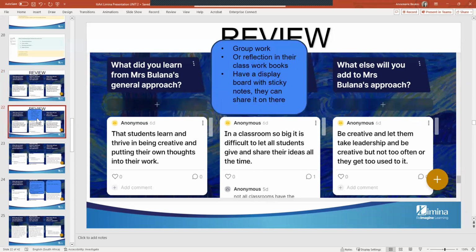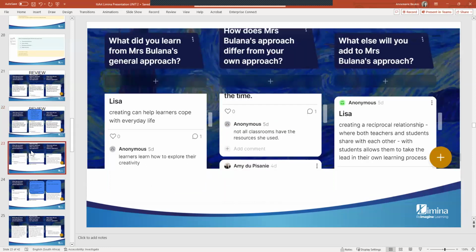If we can just have a look, I also said here that, yes, group work, they can reflect in their books if you want to, when they're 7, 8, and 9, and learn to write a quick reflection on things. Or you can display a board with sticky notes, and they can just put them up there. And when they've got time, they can walk around and have a look at the comments or the reflections there.